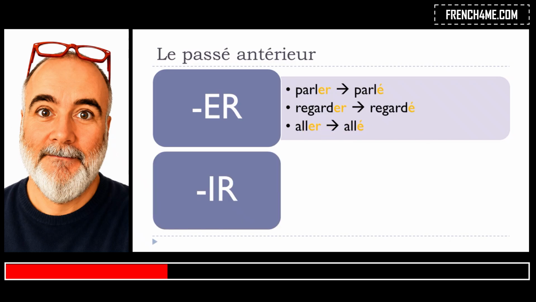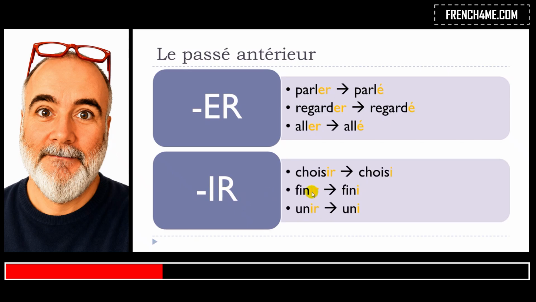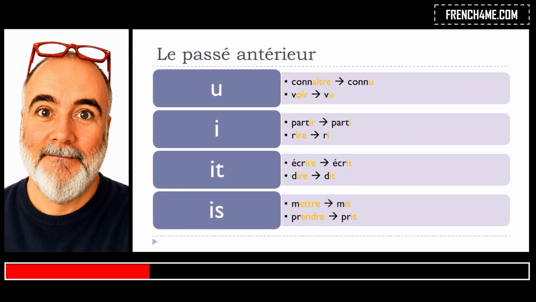Alright, so the second group of regular verbs, so ending with ir, remember we're not talking about all the verbs ending with ir, but they will be quite easy as well, because you just take away this r and you replace it with nothing, ending in i. Okay, so choisir will become choisi. Finir will become fini. Unir will become uni. Okay, etc., etc. After that, of course, we've got the tricky ones.